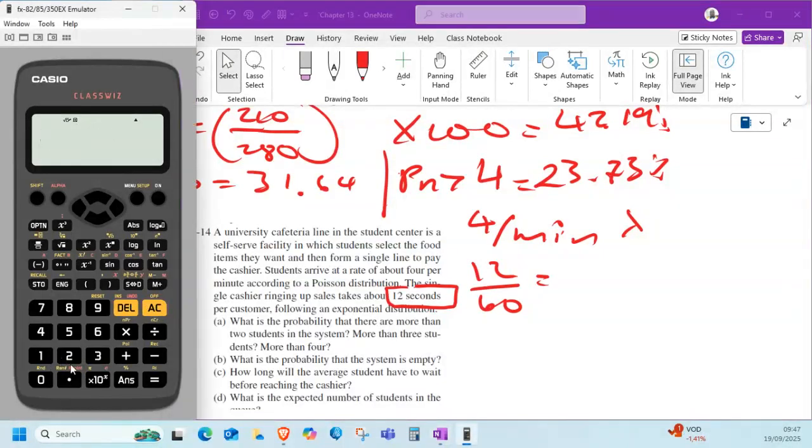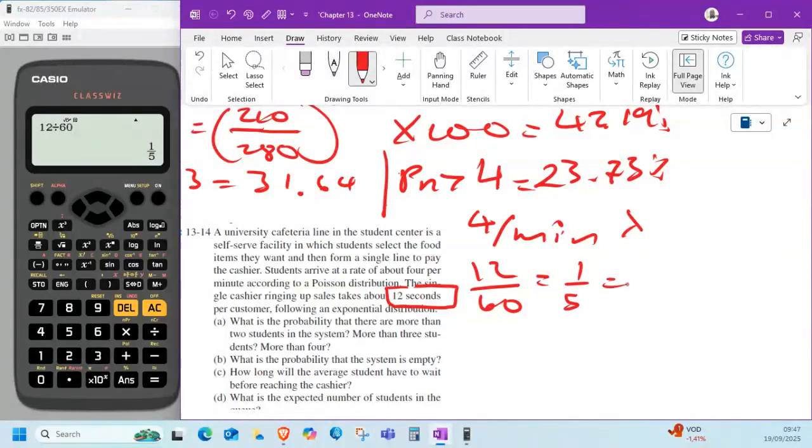you convert. Conversions are very important. 12 divided by 60, then you have 1/5. That is one customer per 5 minutes. So now we want the inverse of that. That would be 5 customers per minute. 1/5, and then 5 per minute. These are in the same SI unit, therefore we are able to work with them.